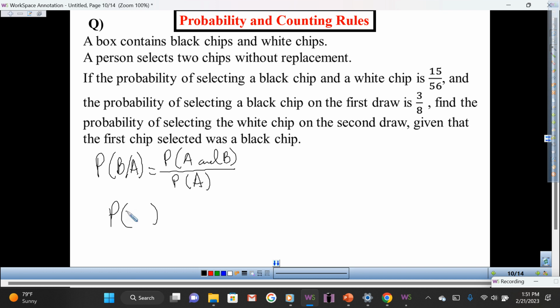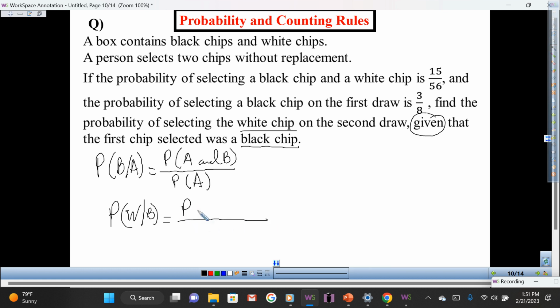Okay, let me repeat that again. Probability of selecting a white chip given a black chip. Okay, so what do I write? P of W, yes, white chip, given B, or black chip. That is correct.